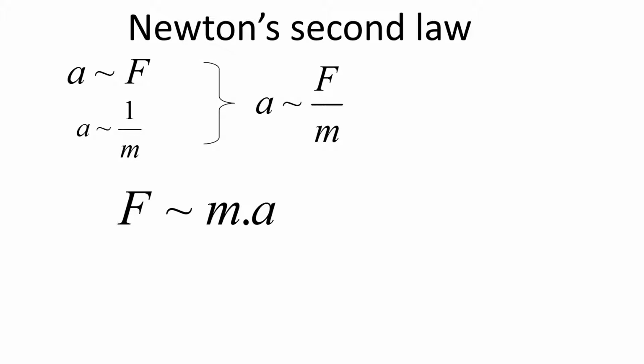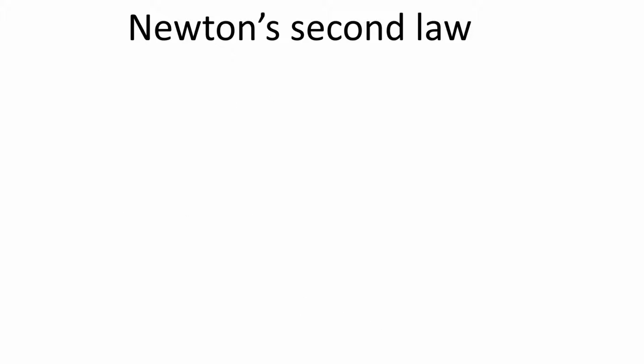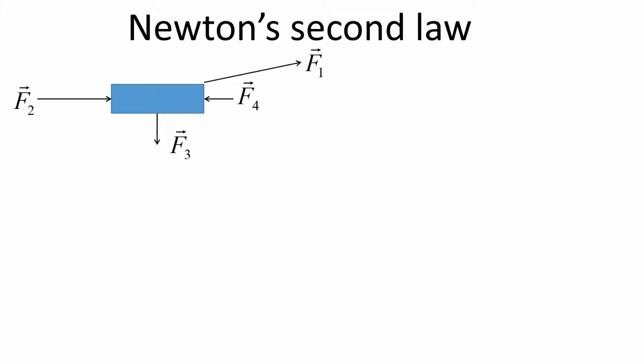Now we want to make that into a formula, and normally we need a constant, but Newton was lucky because force was not yet a physical quantity used. So he could make that 1 newton equals 1 kilogram times 1 meter per second squared. And let's look at it in more detail.